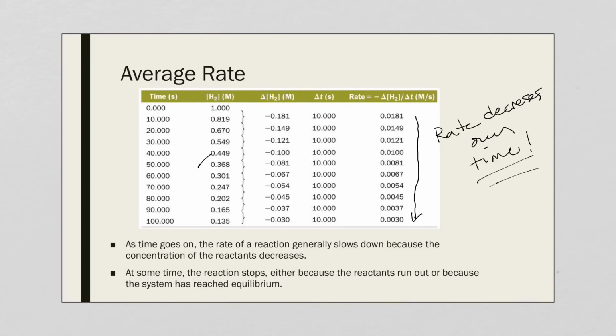Because the concentration of the reactants will decrease over time, and as there's less and less reactants around, the molecules are going to collide less and less frequently, so you're going to get less and less reaction. And so as your concentration of reactants decreases, the rate of your reaction is going to go down. Now, at some point, the reaction will stop because the reactants run out, or, as we'll talk about in upcoming chapters, the reaction has reached an equilibrium point.